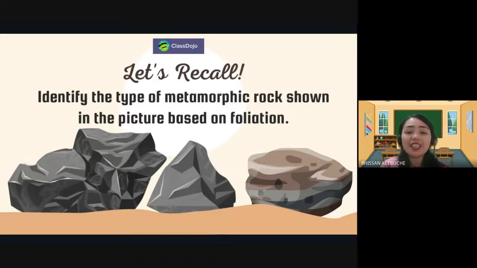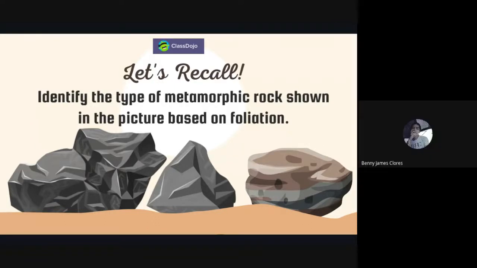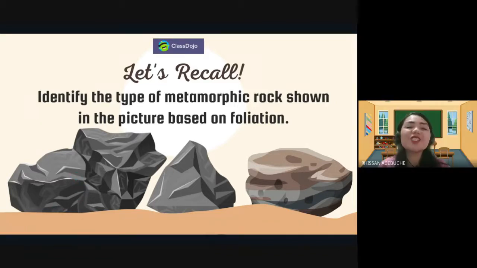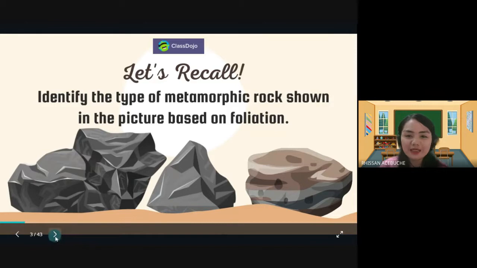So in this activity, you are going to identify the type of metamorphic rock shown in the picture based on the foliation. So let's recall first, what are the two types of metamorphic rocks based on its foliation? Yes, Flores. Ma'am, the two types of metamorphic rocks based on foliation are foliated and non-foliated. Foliated is the one with the pattern, while non-foliated is the one with no pattern. Thank you so much, Flores, for that very comprehensive definition.